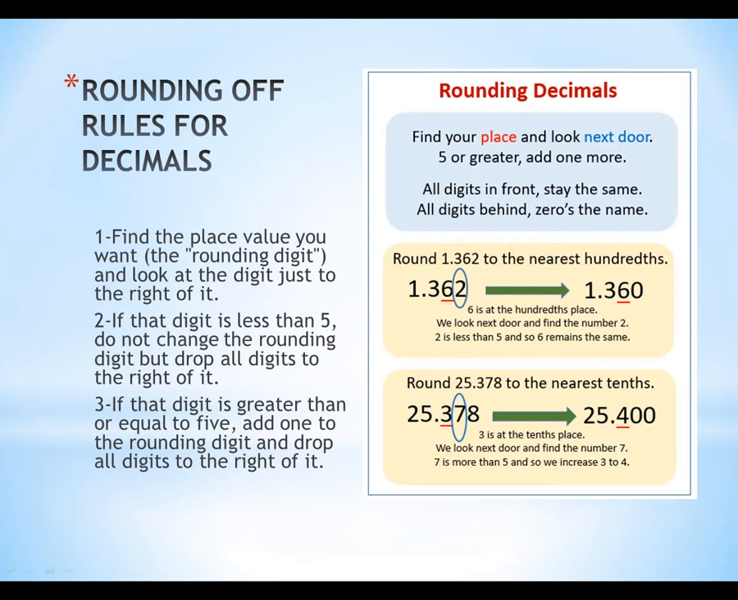And here is also an example of rounding off. Round off 23.378 to the nearest 10. Nearest 10 means that after the decimal, if there is a tenth or hundredth, it means the first decimal place, second and third decimal place. So this is the second decimal place.